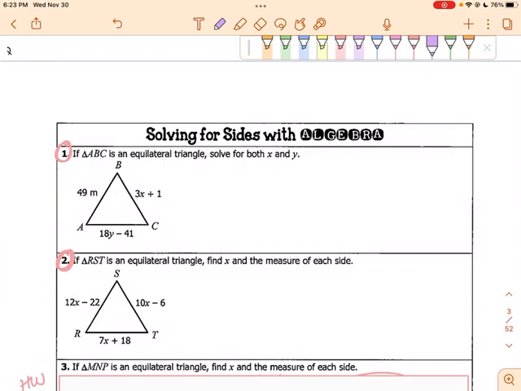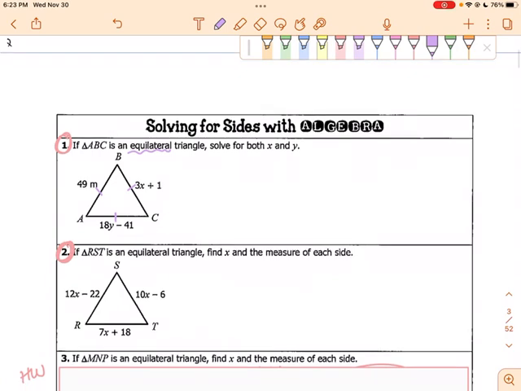Okay, next we'll be solving for sides with algebra. So we have triangle ABC. They tell us that it is equilateral, meaning all sides are the same. So that means that all of these will be equal. And if you have to solve for two variables, what you're going to do is solve for x first and then solve for y. So we're going to take our first one, 3x plus 1.